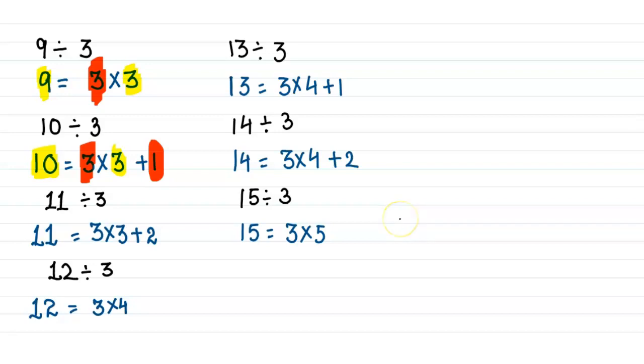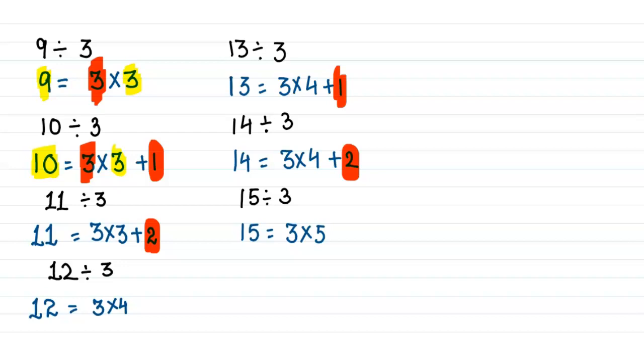Let's look at the remainders. The remainder is 1, 2, then nothing, that means 0. Then 1, 2, then nothing, that is 0. So you can check, does it happen the same way with 3? You pick up any number and divide it by 3 and try to make this division statement for 3. Do you get a remainder greater than 3? So you can check this. This is the assignment for you.